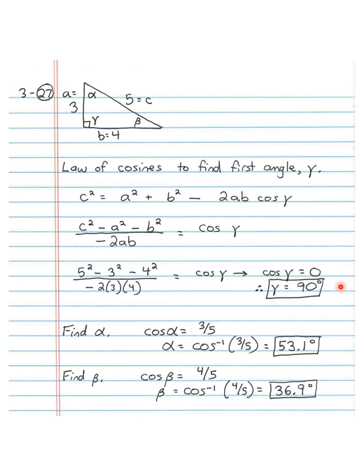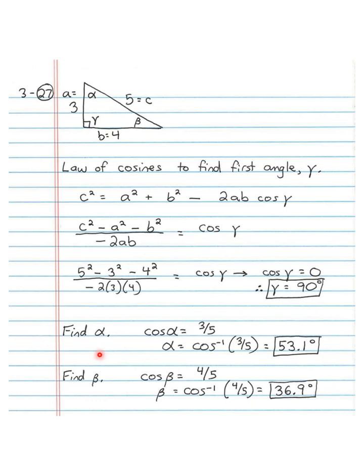Now, just for fun, I used the law of cosines to prove that gamma is actually 90 degrees. And you can ignore and skip this step. We're recognizing it is a right triangle because it says that. And so the angle opposite the longest side will be 90 degrees. However, here's proof of it. But to find the other angles, let's find angle alpha.